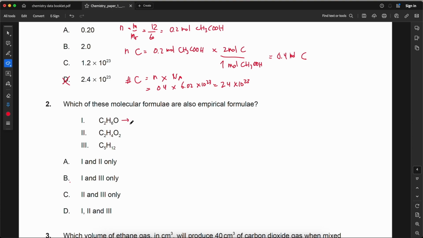Which of these molecular formulas are also empirical formulas? So this we cannot simplify anymore. Therefore, this is also the empirical formula. But this one we can simplify, which is CH2O. So this is not the same as the empirical formula. And this one also we cannot simplify it. So this is the same as the empirical formula. Therefore, the answer is 1 and 3 only.